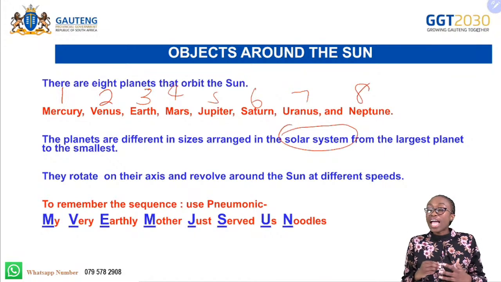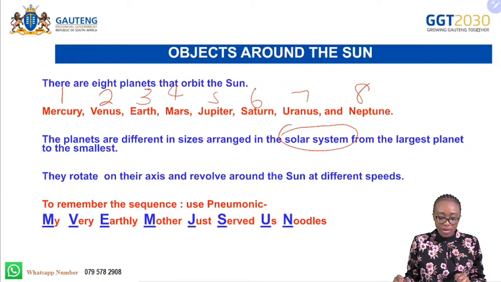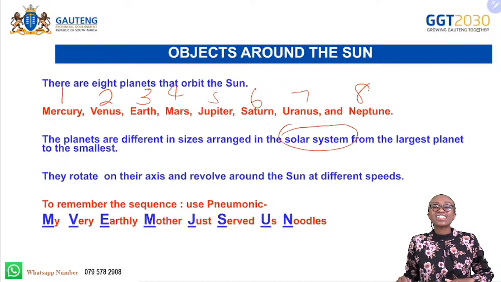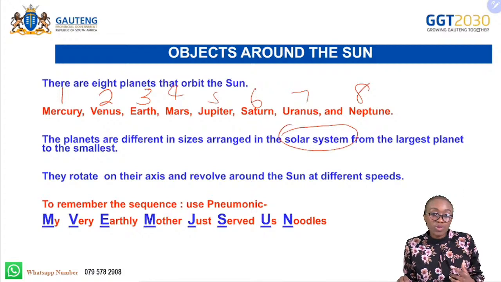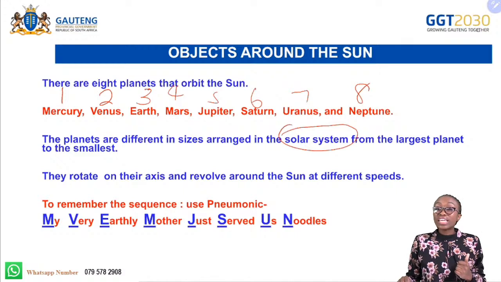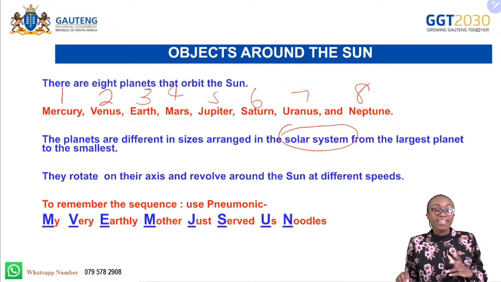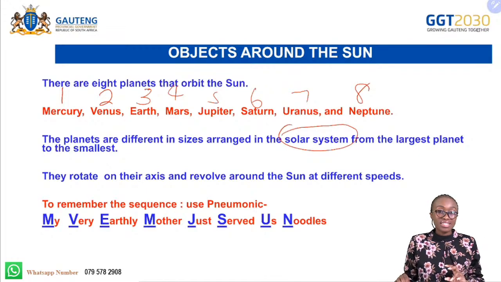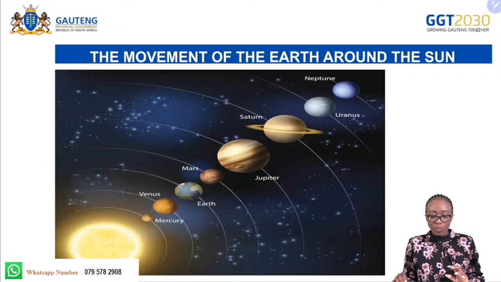Let's do it again. Let's say it together this time around. My very earthly mother just served us noodles. Mercury, Venus, Earth, Mars, Jupiter, Saturn, Uranus, and Neptune. MVEMJSUN. There are 8 planets that orbit the sun.